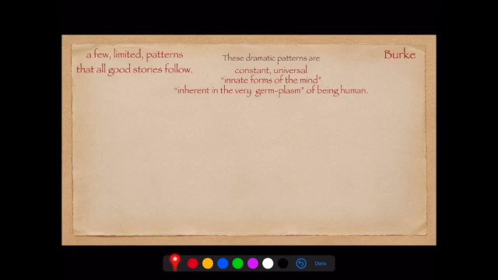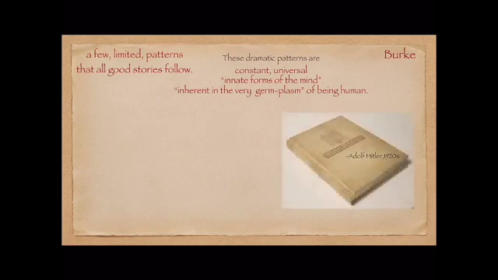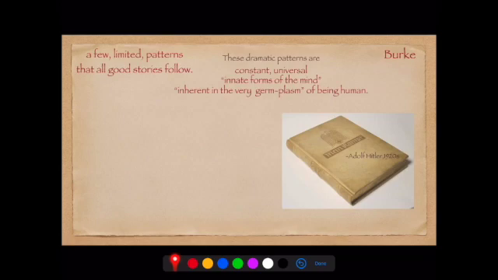Now, you need to contextualize this because Burke is writing in the late 20s and early 30s. And so there are some other stories that are starting to show up. In the 1920s, Adolf Hitler releases the first volume of Mein Kampf. It means my struggle, my war.